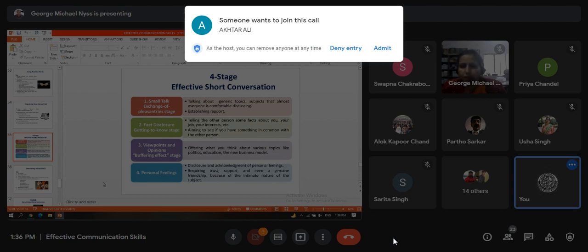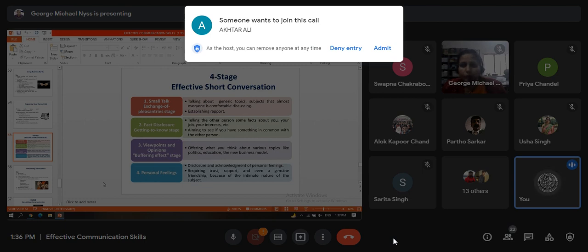The next part is fact disclosure, the getting to know you stage. In this part, you can tell the other person some facts about you: your hobbies, your interests, your job, etc. You can also see if you have something in common with the other person, and share this with them.